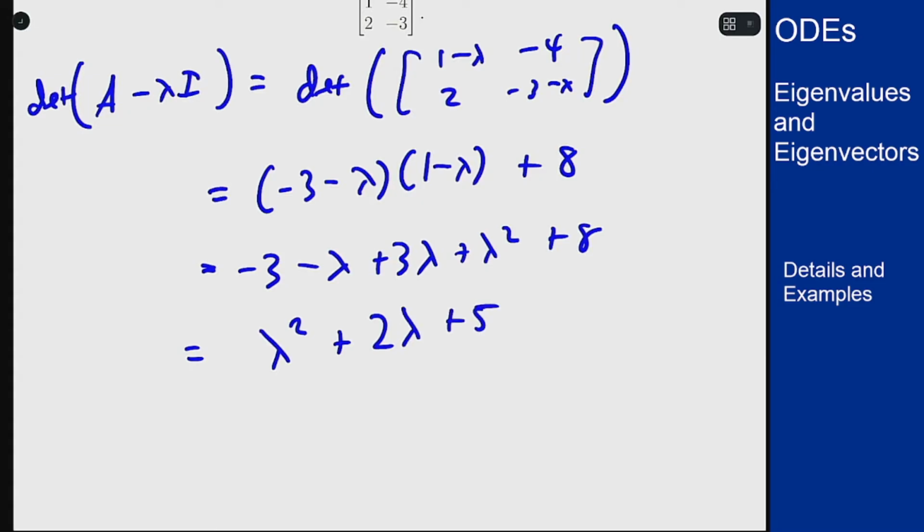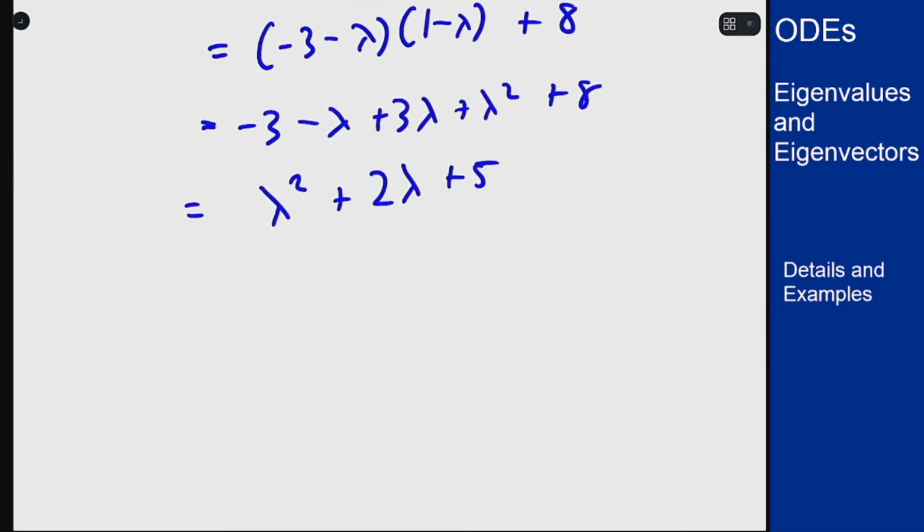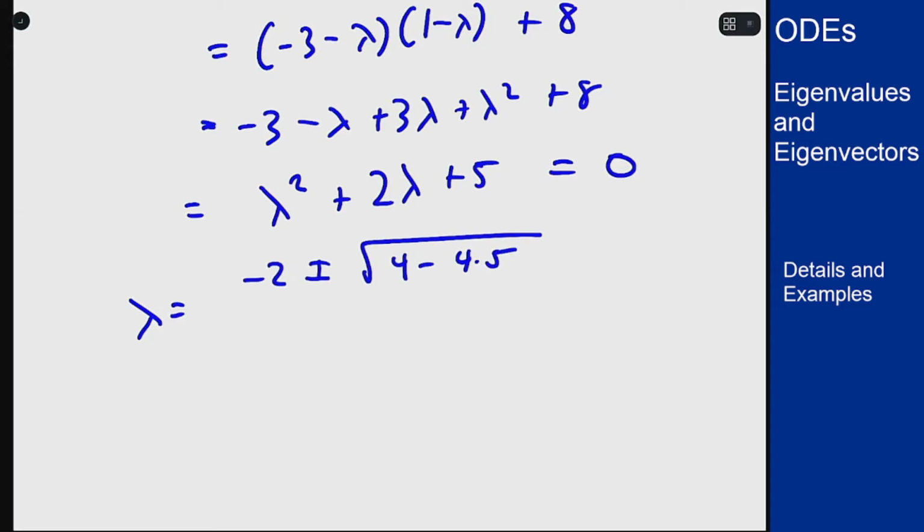This doesn't factor, as if we're in the complex section, it probably shouldn't. The quadratic formula will tell us that lambda, if we want this to be 0, should be negative 2 plus or minus the square root of 4 minus 4 times 5, over 2. That's 4 minus 20, or negative 16.